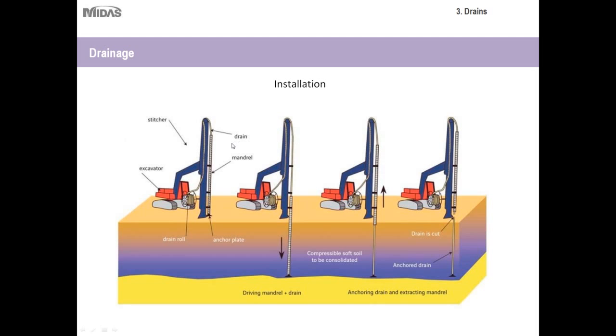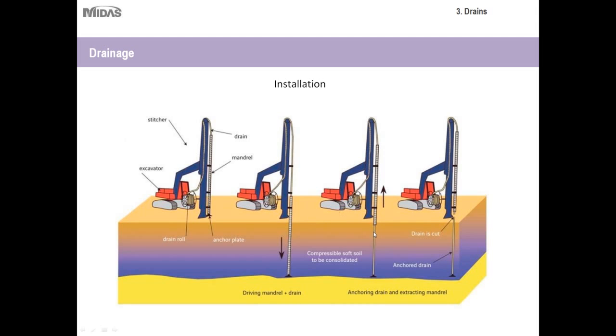And now to get an even better view of the installation. As you can see here, you have your excavator, and you also have a stitcher, and what's called a drain row. This actually makes the installation a lot easier. In the next step, the excavator will drill a long borehole, or a long vertical shaft, and as it does so, it'll insert the drain, surrounded by the mandrel as well.